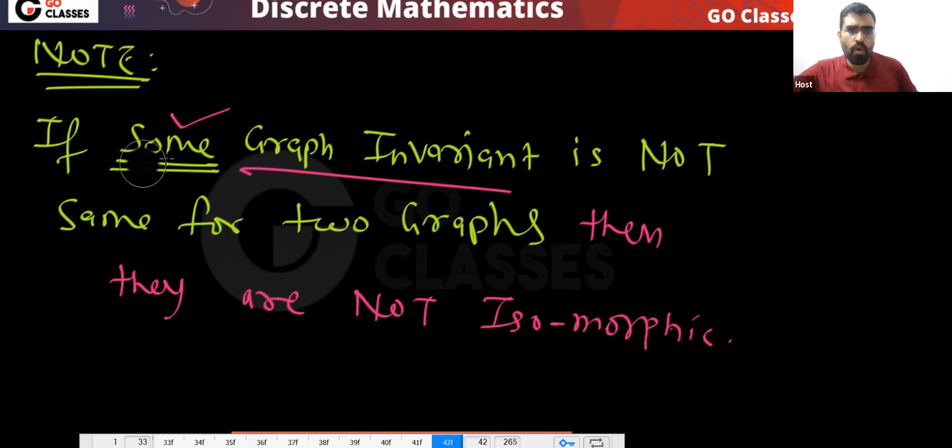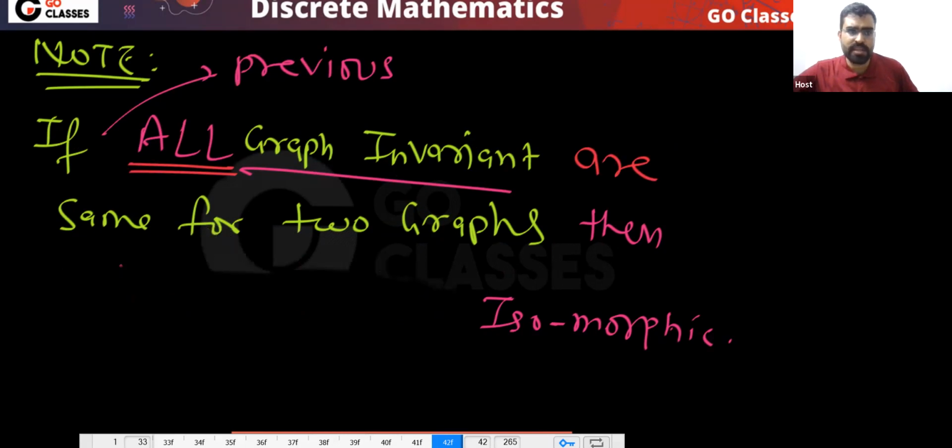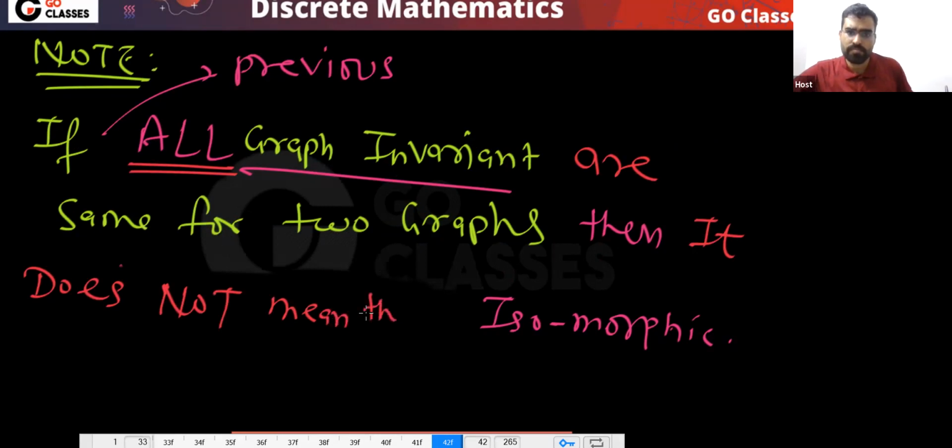But remember, if all the previous graph invariants are the same for two graphs, then it does not mean they are isomorphic. Remember, it does not mean they are isomorphic. Is it clear to everyone?